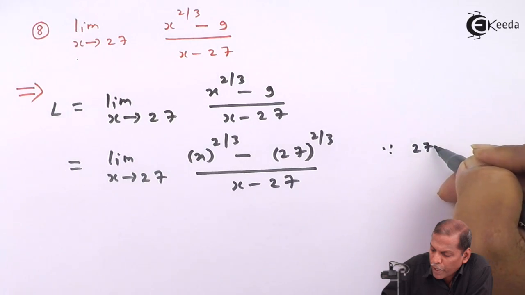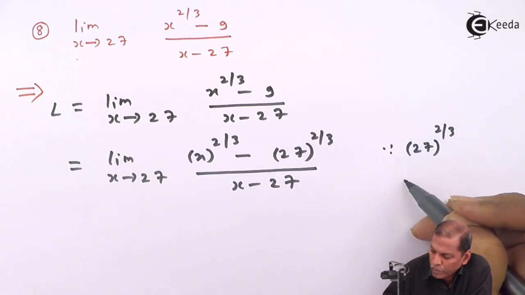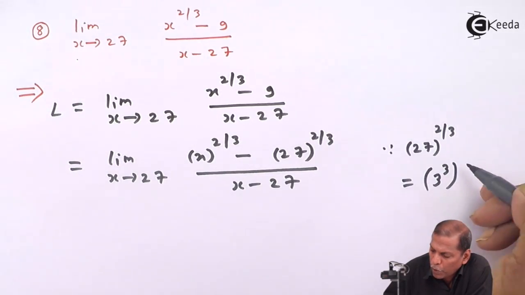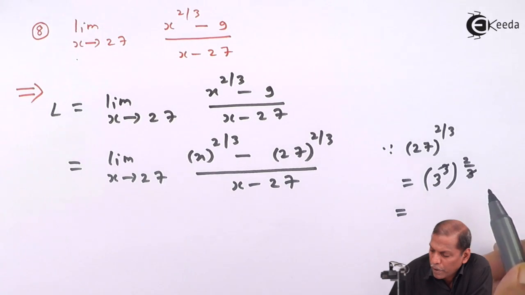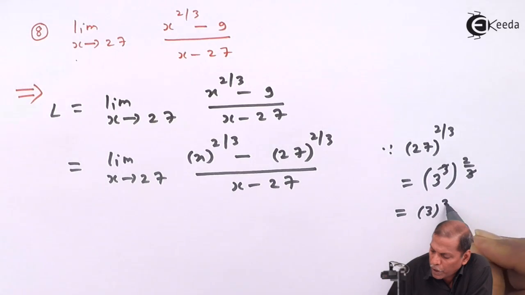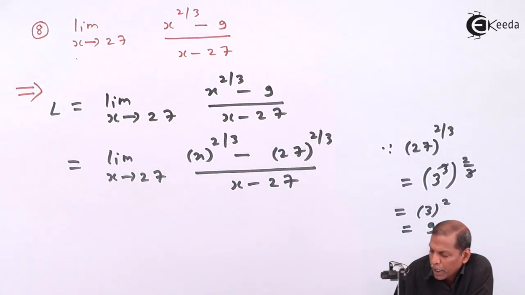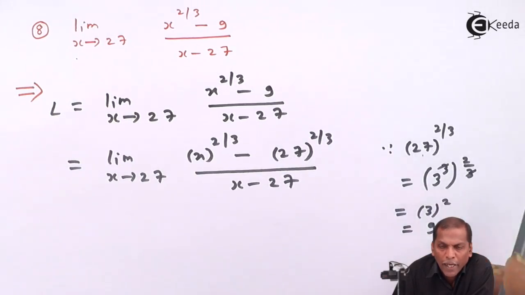Since if you simplify 27 raised to 2/3, 27 can be written as (3 cube) whole bracket raised to 2/3, and we cancel 3 from the power, so we are left with only 3 square, and that gives us 9. It means 9 can be written as 27 raised to 2/3.